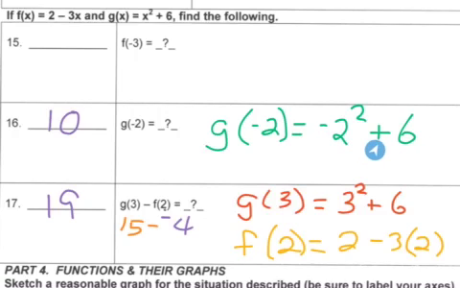Plus 6 makes 10. Then this thing is saying, hey, take the function g at 3, and then subtract the function f at 2. So you would just solve each one of these. G at 3 produced a 15. F at 2 produced a -4. So I'm saying 15 minus a -4. Two negatives together like that produces a positive. So it's a +19. And that is what your test is going to be.